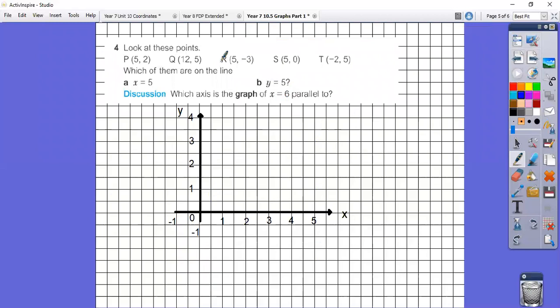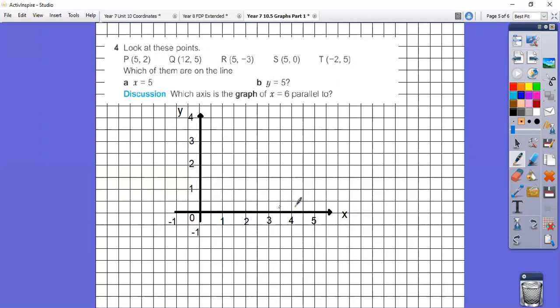Now, moving on to the next question, question 4, look at these points. P is at (5, 2), Q is at (12, 5), R is at (5, -3), S is at (5, 0), T is at (-2, 5). Which of these points are on the line A, x equals 5, and B, y equals 5? If I just do the first one for you, P, (5, 2).